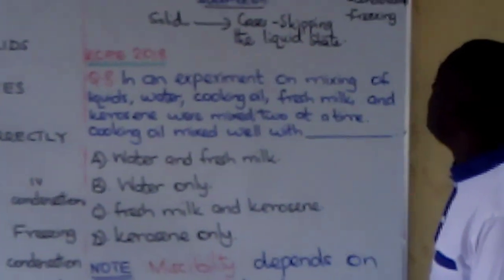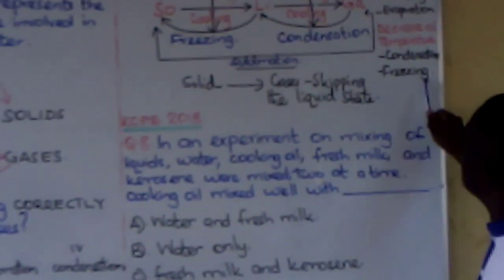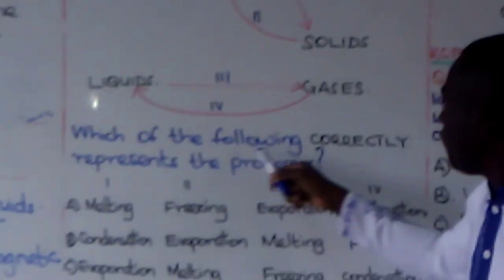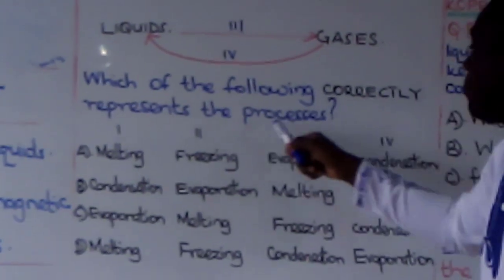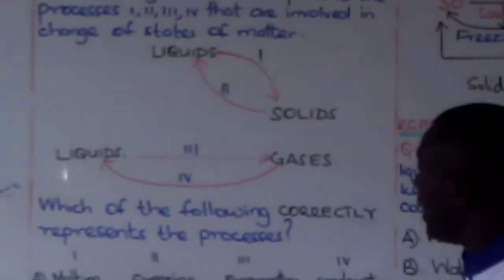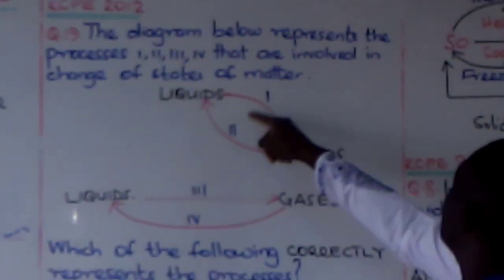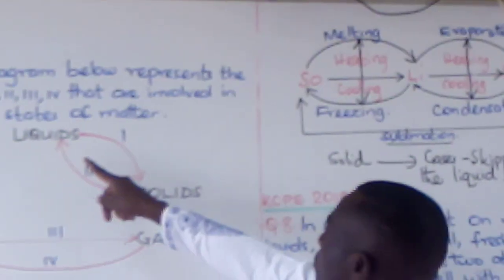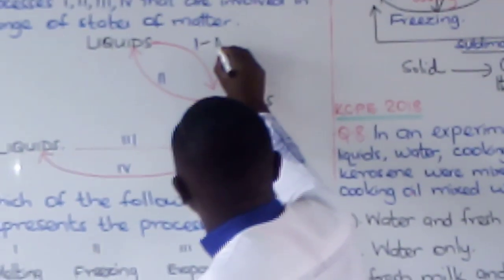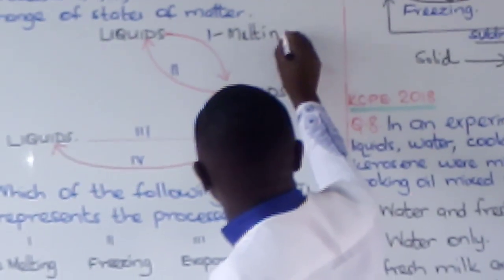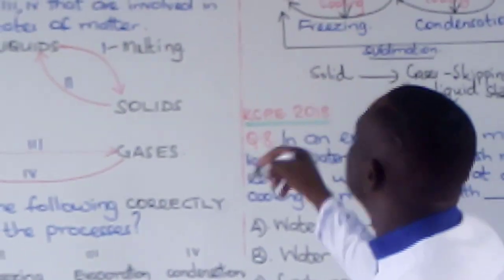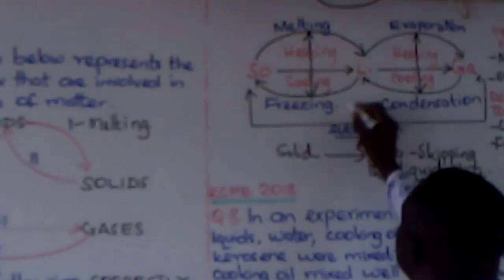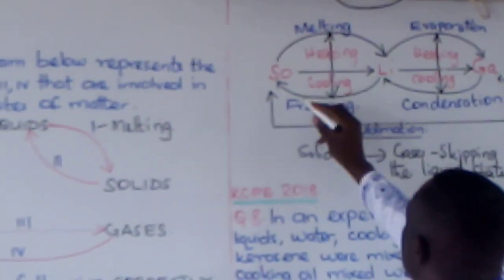Then, before we go to this part, let us answer the questions here. Which of the following correctly represents the processes? Number 1, liquids to solids, we've learned here, that process is melting. And then, number 2, solids to liquids.